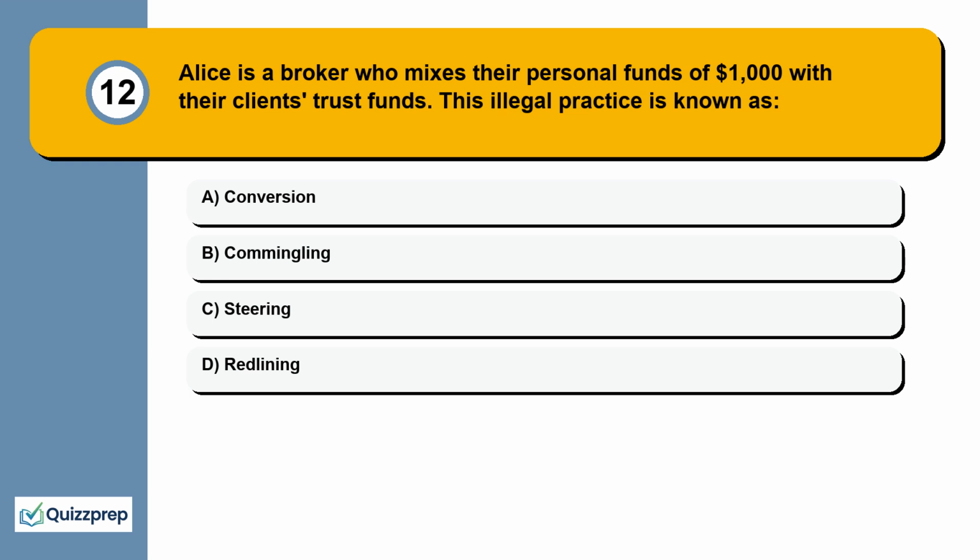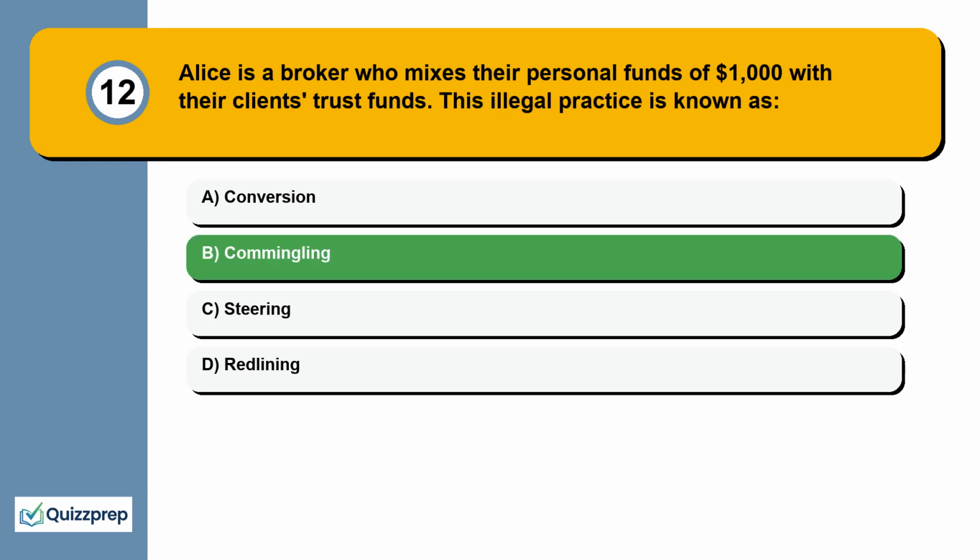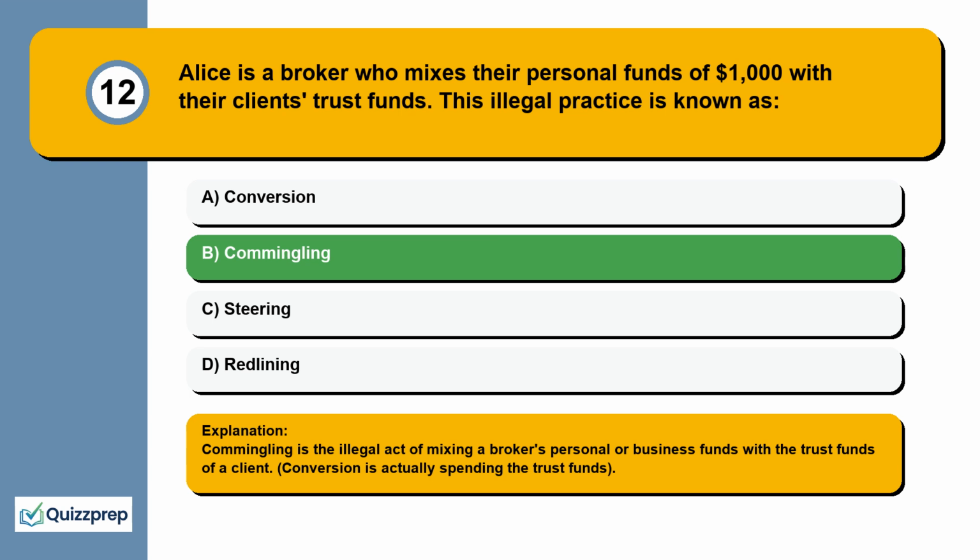Question 12. Alice is a broker who mixes their personal funds of $1,000 with their clients' trust funds. This illegal practice is known as conversion, commingling, steering, redlining. Commingling is the illegal act of mixing a broker's personal or business funds with the trust funds of a client. Conversion is actually spending the trust funds.